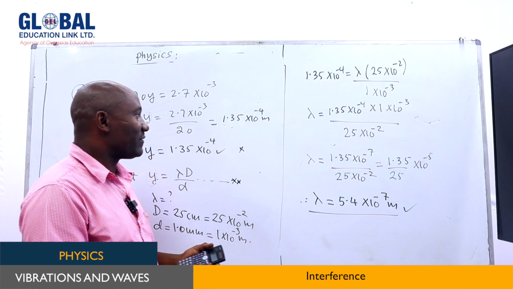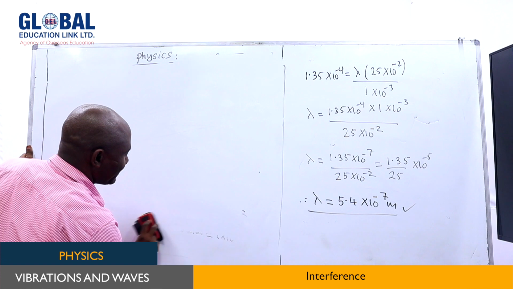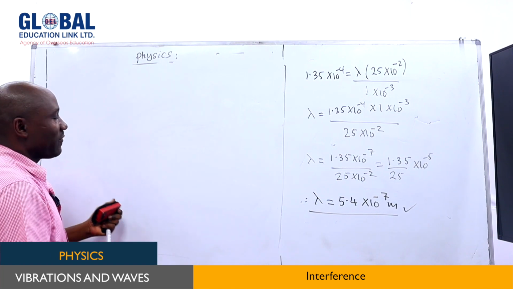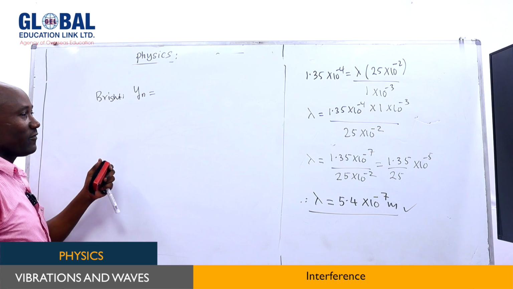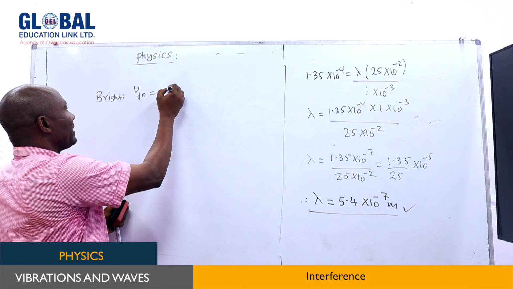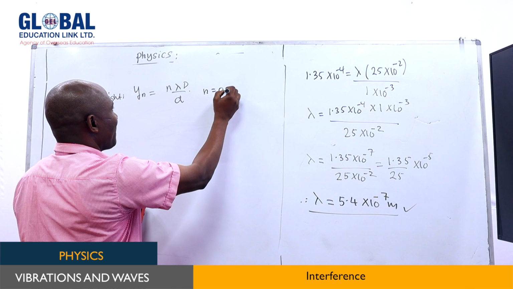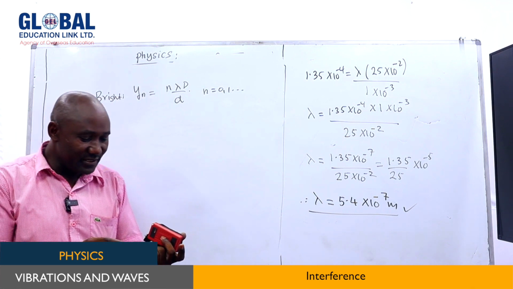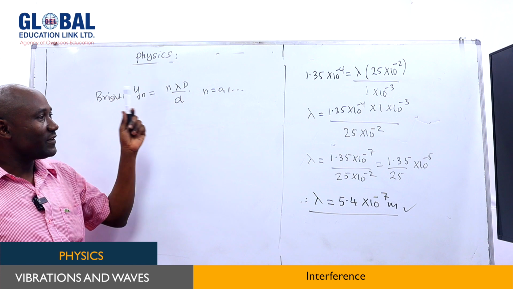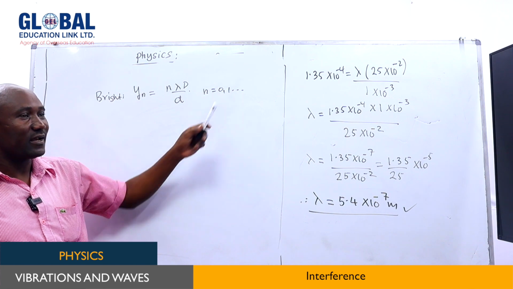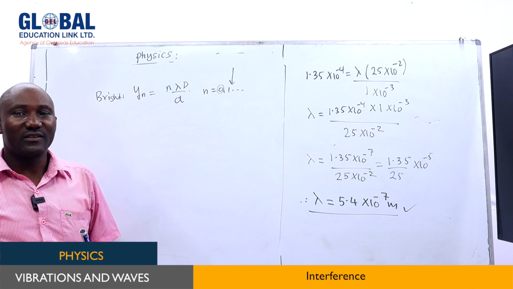To summarize what we have discussed today, when using Young's double slit experiment, the formula for the position of the bright fringes is given by n lambda D over small d. The orders n start from 0 and so on. This is the formula you should know. When finding the position of the bright fringes from the center, you should know where to start. If it's from the center, n equals 0 gives the position of the central fringe, and n equals 1 gives the first bright fringe.